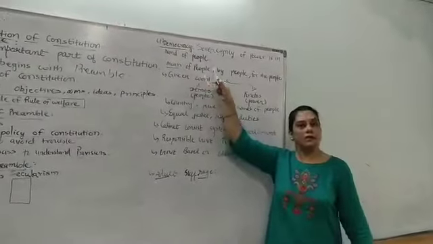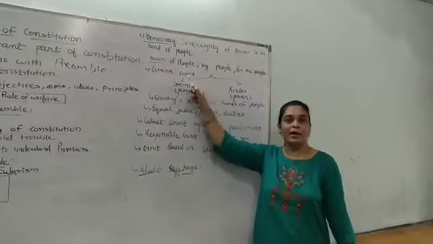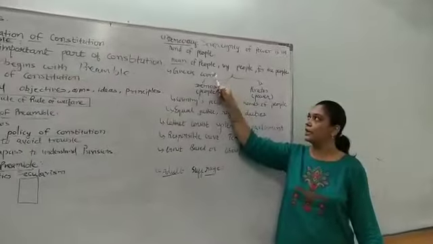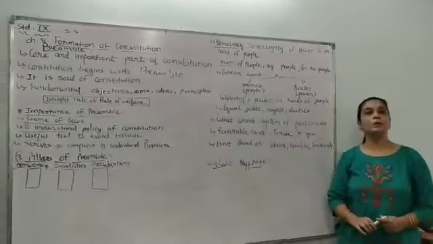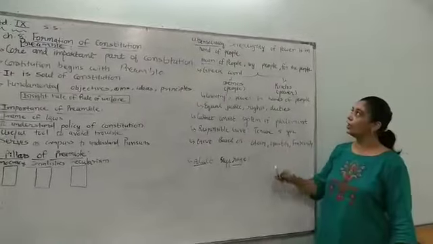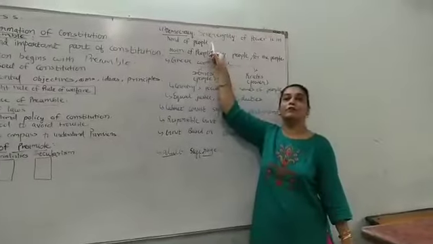When the rule of government, whatever laws and principles, the ruling is made by our government for our people, that is of the people, by the people and for the people, it is known as democracy. So here, sovereignty of power is in the hands of the people.